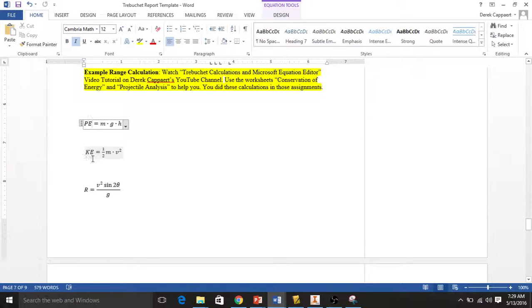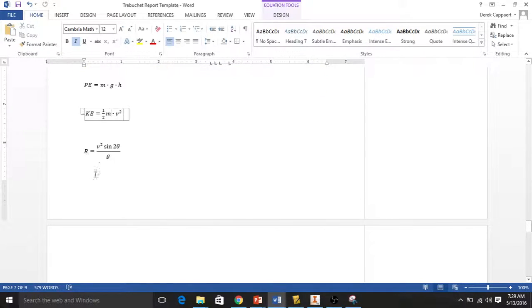Then to find the velocity, you rearrange this equation for kinetic energy algebraically. So potential energy and kinetic energy are the same. This is the mass of your projectile. Rearrange and you can solve for the velocity. The reason you found the velocity is because you needed it to then find the range.